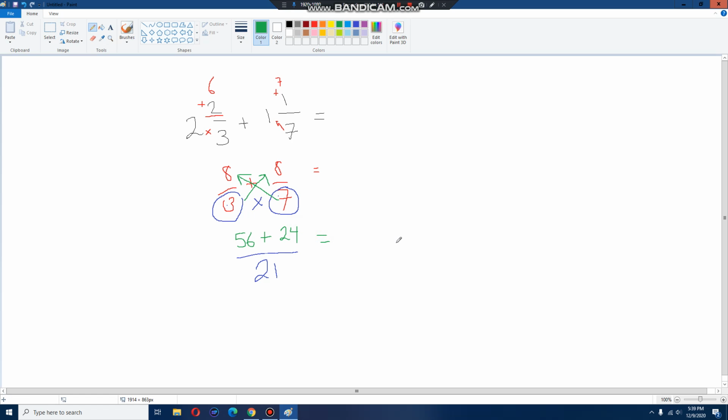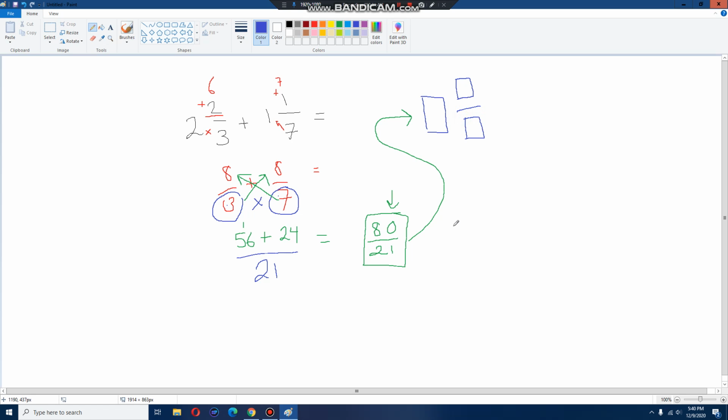And when you do 56 plus 24, 6 plus 4 is 10. Carry the 1 plus 5 is 6, 6 plus 2 is 8. 8 over 21. Now, you could leave your answer like this, but most of the time they'll ask you to change this improper fraction into a mixed fraction. So you're going to have to write this with a whole number in the front, a numerator on the top, and a denominator on the bottom.